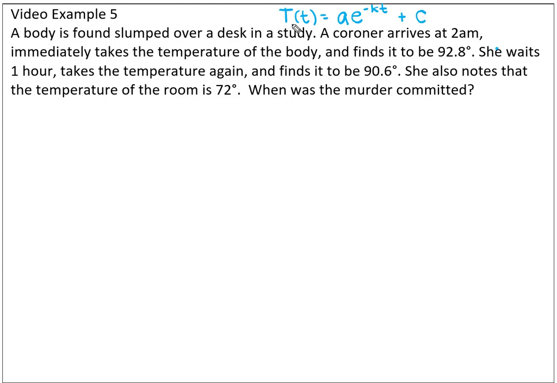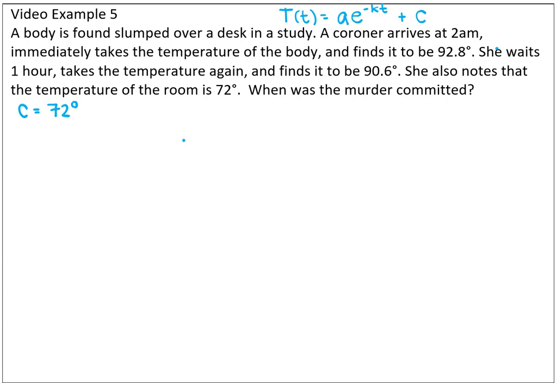So I wrote up here the equation that we're going to be using, and we only know one of those values currently. We know that C is the temperature of the room, which is 72 degrees. We don't know A, we don't know K, and then the T is something that we will be solving for.